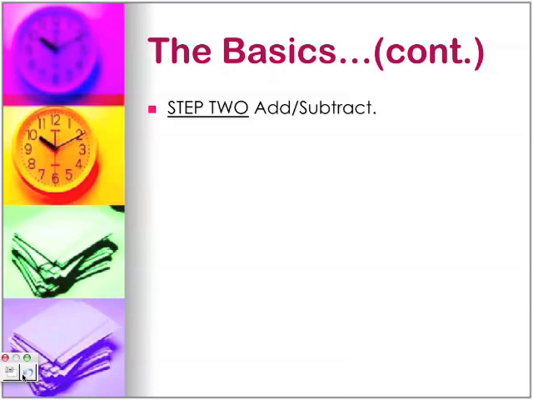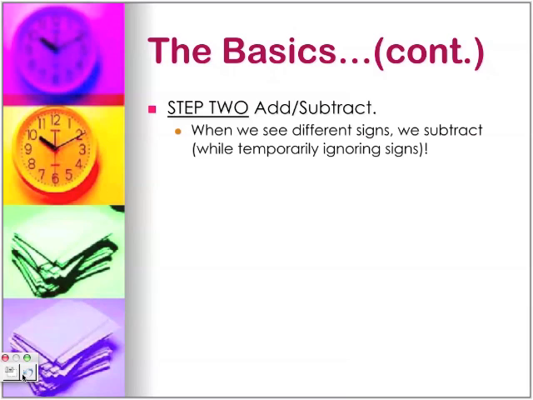Okay, so here's step 2, which is adding or subtracting. When you see different signs, we subtract, and temporarily don't look at the sign. So here's an example of this. -2 plus 3. Since the signs are different, it's -2 and +3. What would you do? Subtract. So you subtract the smaller number from the bigger number, like regular. So it would be 3 minus 2, which gives you 1.